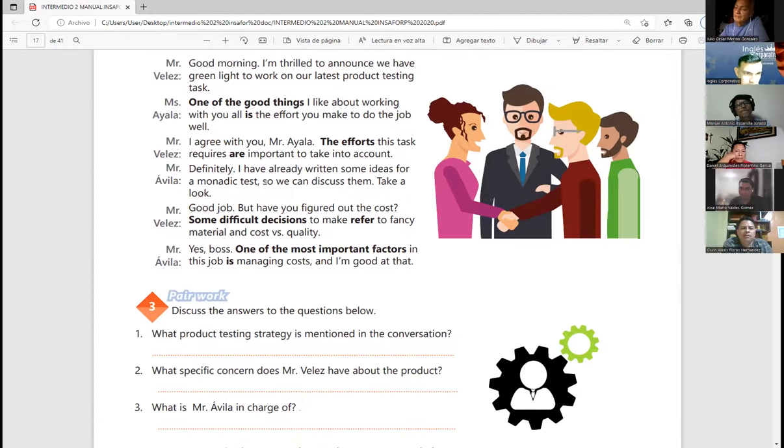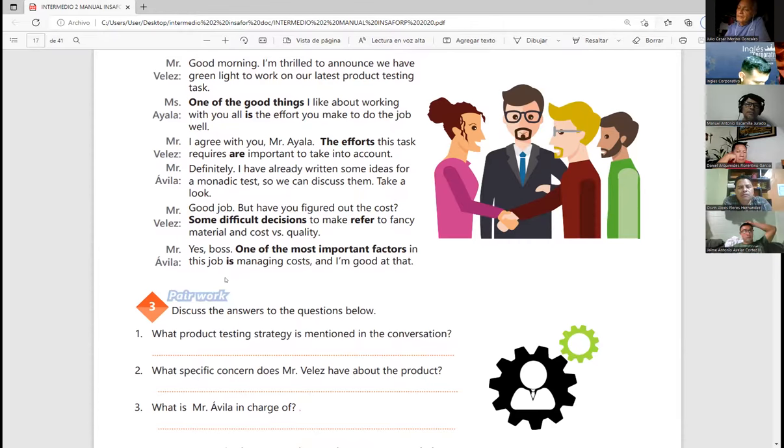Good morning. I'm thrilled to announce we have the green light to work on our latest product testing task. One of the good things I like about working with you all is the effort you make to do the job well. I agree with you, Mr. Ayala. The effort this task requires is important to take into account. Definitely, I have already written some ideas for a monadic test, so we can discuss them. Take a look. Good job, but have you figured out the cost? Some difficult decisions to make refer to fancy material and cost versus quality. Yes, boss. One of the most important factors in this job is managing cost, and I'm good at that.